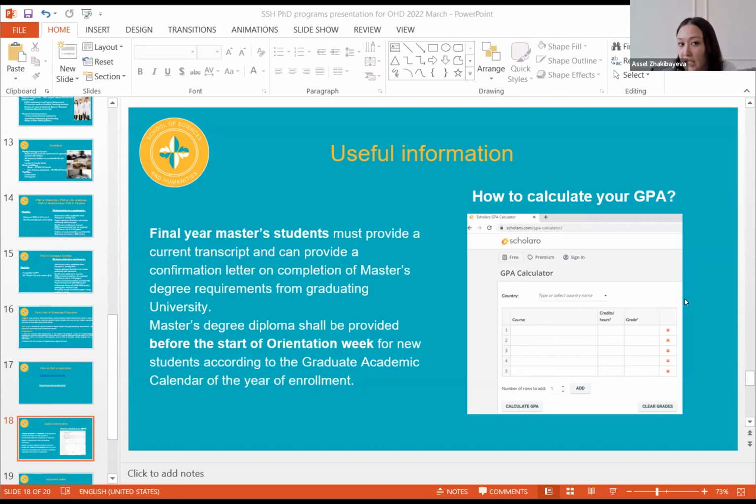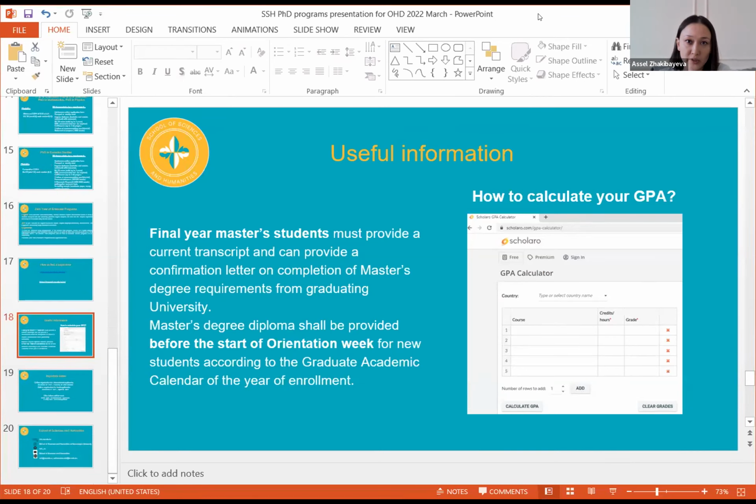But please note that if this case applies to you, final master students must provide the final diploma and transcript before the orientation week, which will be held in mid August this year. So if you think your diploma will be released after this deadline, please think about how your documents will be released on time.